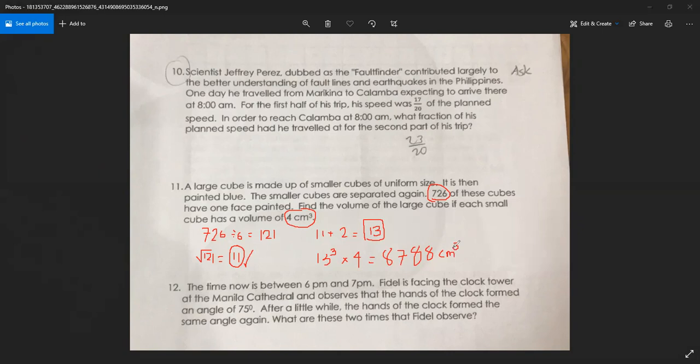Okay. Question before I proceed. Wait, hmm, let me think about that. Okay. Tell me if you're okay, so that we can proceed to the next item.